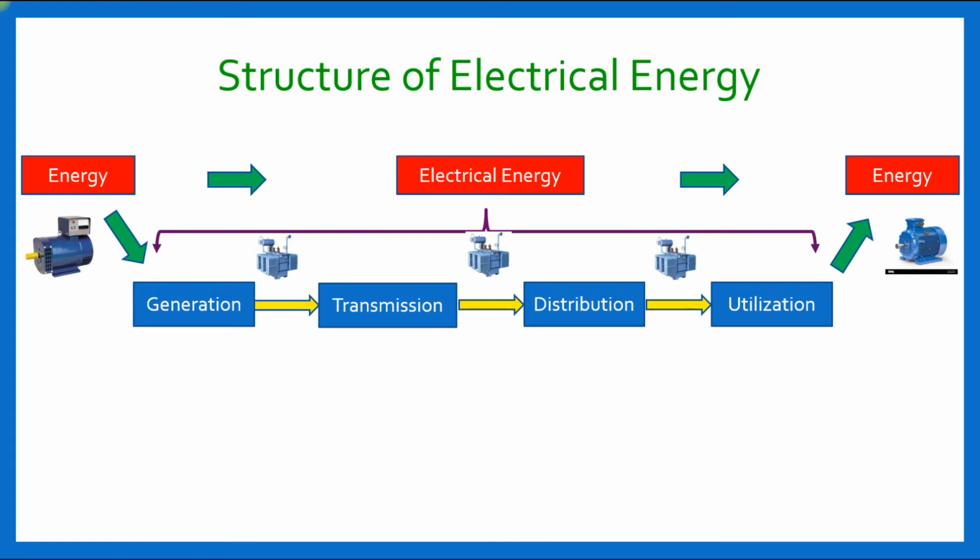The converter which converts other forms of energy into electrical energy is called a generator, and a converter which converts electrical energy into other forms of energy is called a motor, and a converter which converts electrical energy into electrical energy to change the voltage or current is called a transformer. So all these converters are called electrical machines.